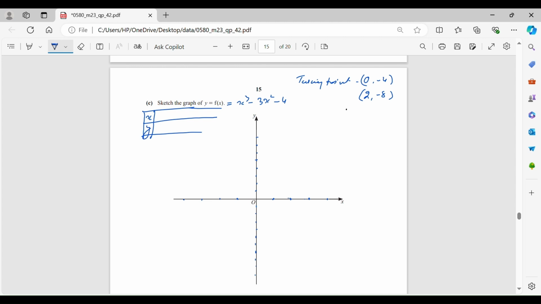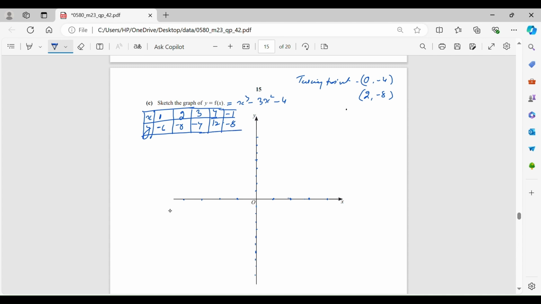Let's find for 1. At 1 it will be minus 6, right? And at 2, 2 is already found, 2 is minus 8. For 3 it is minus 4, and for 4 it is 12. Okay, and let's take one more point for negative, that is minus 1. Minus 1 it is minus 8.